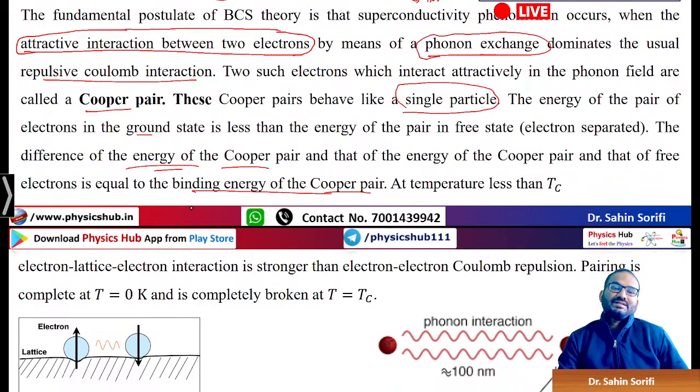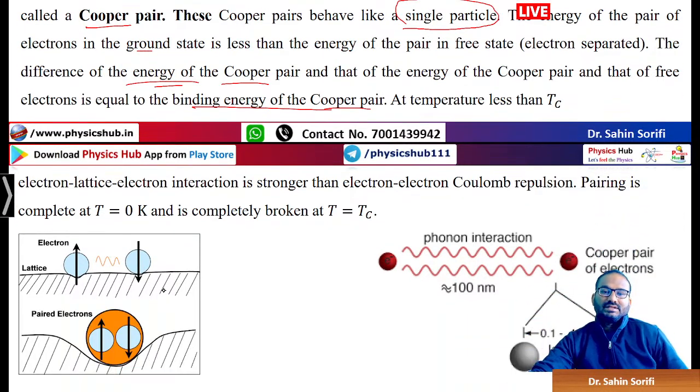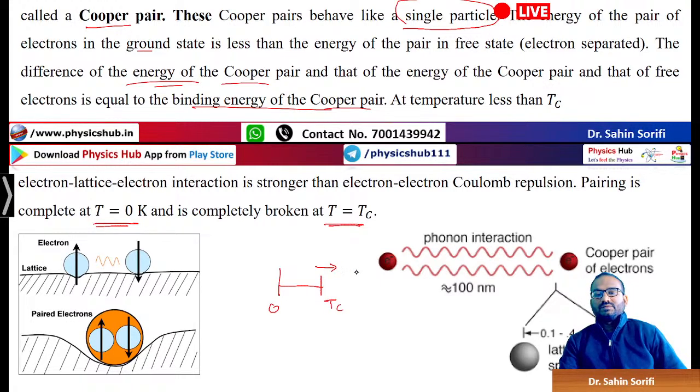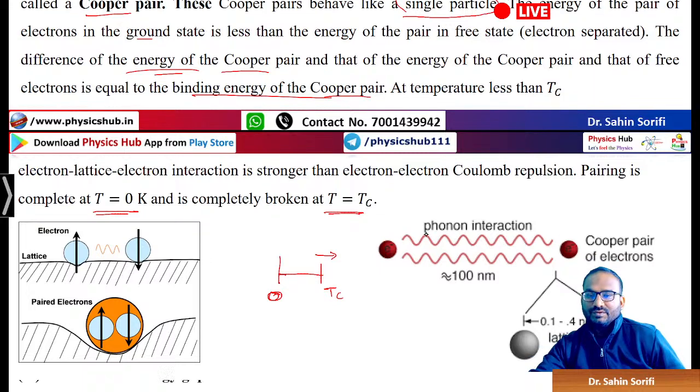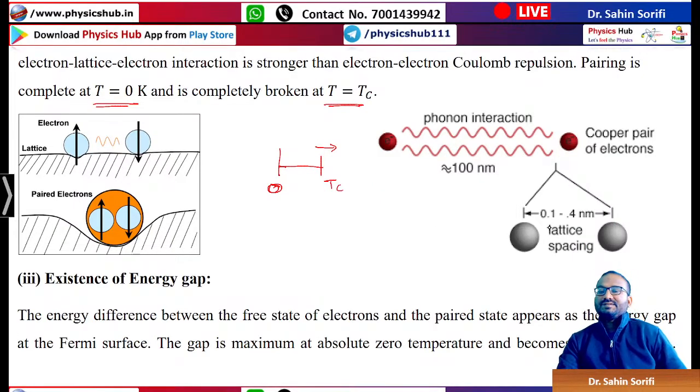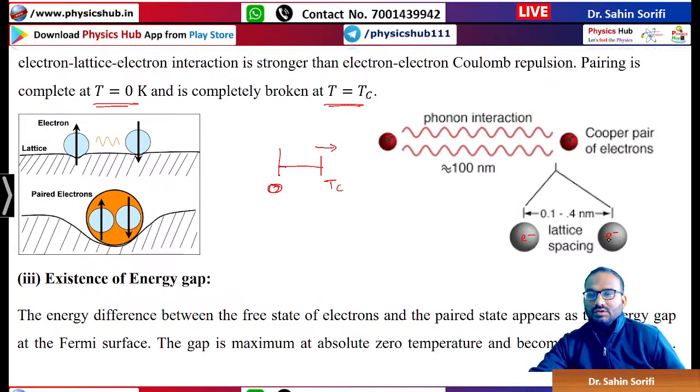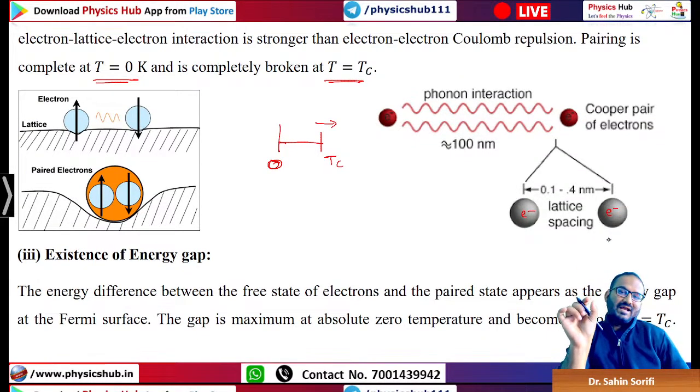At temperatures less than Tc, the electron lattice electron interaction is stronger, and pairing is complete at T equals 0 and completely broken beyond Tc. So between 0 and Tc, the Cooper pair will exist. As you go beyond Tc, the Cooper pair will vanish, and at T equals 0 it will be strongest. You can see the spacing between the two electrons is of the order of 0.1 to 0.49, a very narrow, very fine distance.